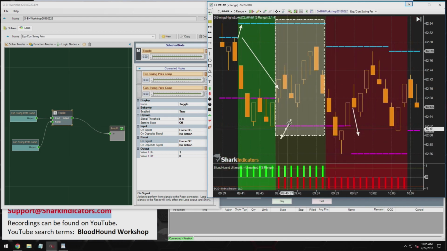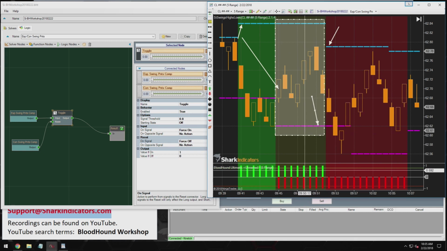And you'll notice where my triangle is, where I've identified where both the swing high and the swing low have expanded together. Remember that the swing high stopped expanding right there. So this is the area, or the bars, where we have both the swing high and the swing low expanding together. And if we look at BloodHound, what do we have here?